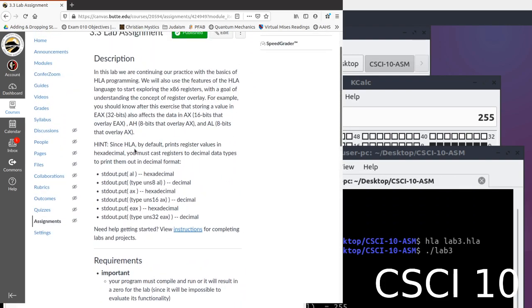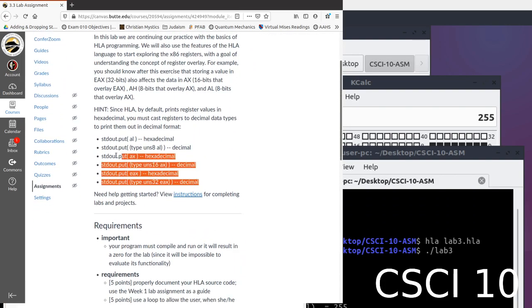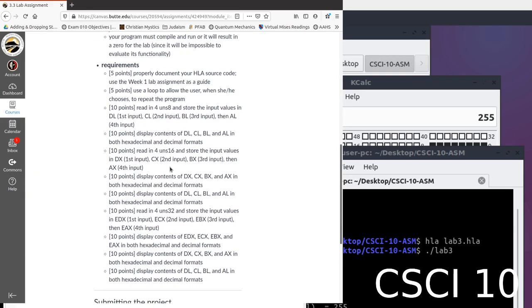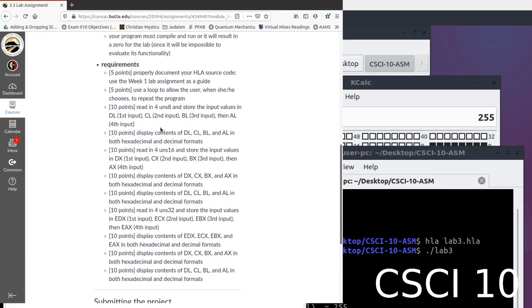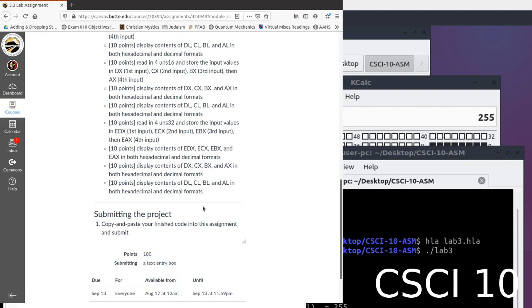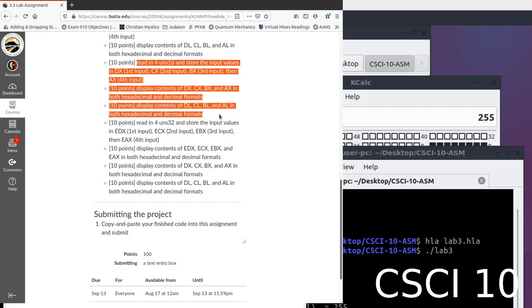By the way, that'll make sense now, what I was trying to show you up here at the top: the typecasting to get decimal versus hexadecimal. But let's set up and do one of these sections. I'm going to do the middle one. I'm going to read in 4 and 16, and then I'm going to show the X's and then the L's. Apparently it didn't ask me to do the H's.